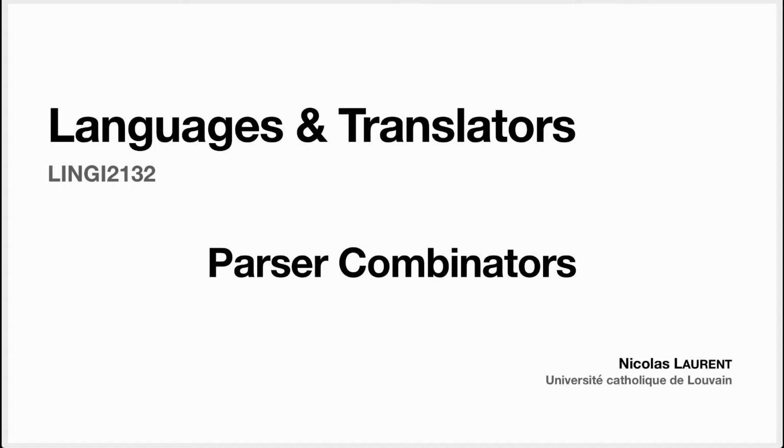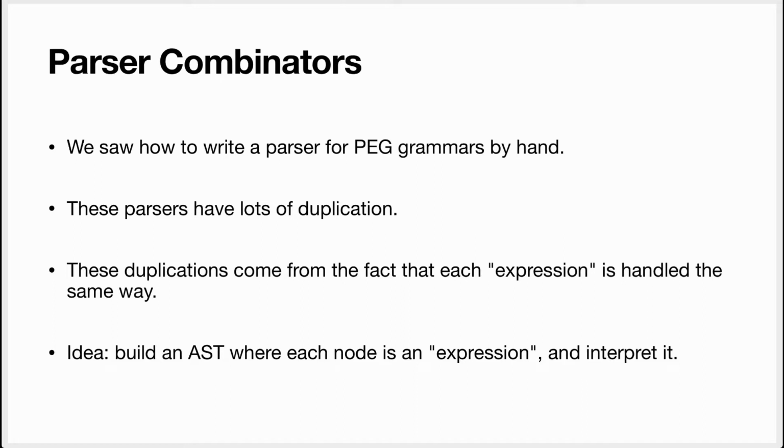Welcome back, everyone. So today we are going to write the same parser as last time, except this time we're going to do it differently. Last time we saw how to write a simple parser for parsing expression grammar by hand. However, this parser has a lot of duplication, and this duplication comes from the fact that we're dealing with the same kind of expression again and again.